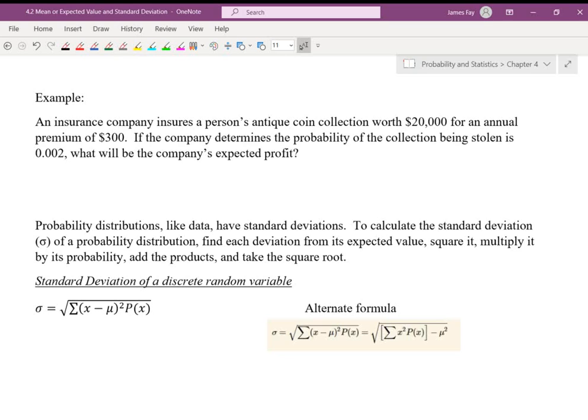Okay. So here it says an insurance company insures a person's antique coin collection worth $20,000. Okay, for an annual premium of $300. It says if the company determines the probability of the collection being stolen is 0.002, what will be the company's expected profit?